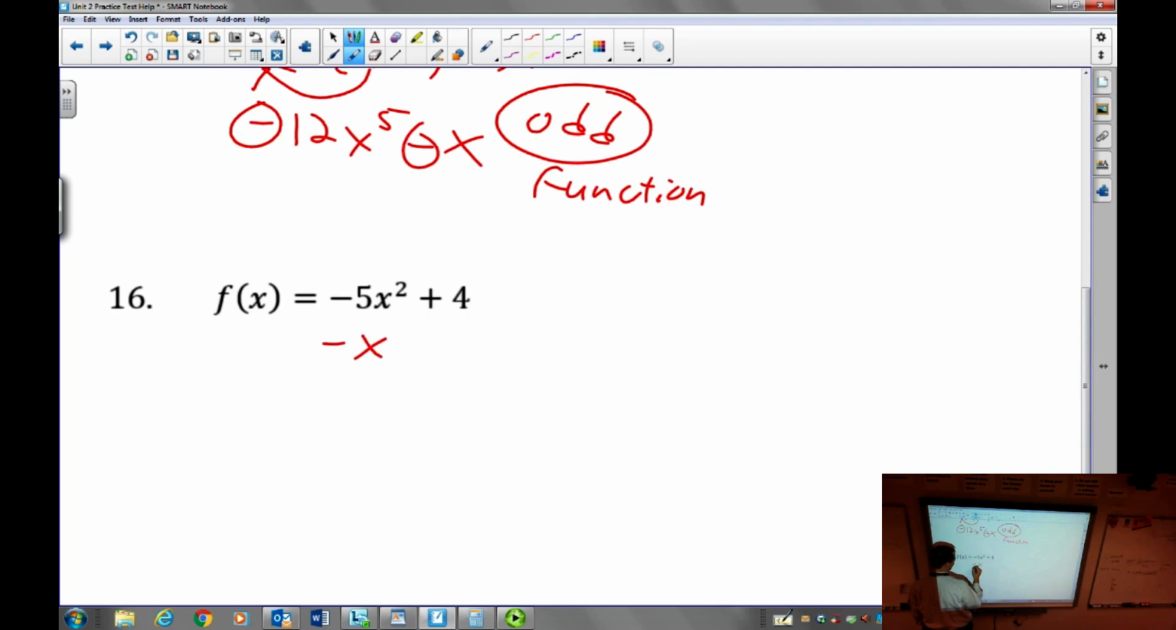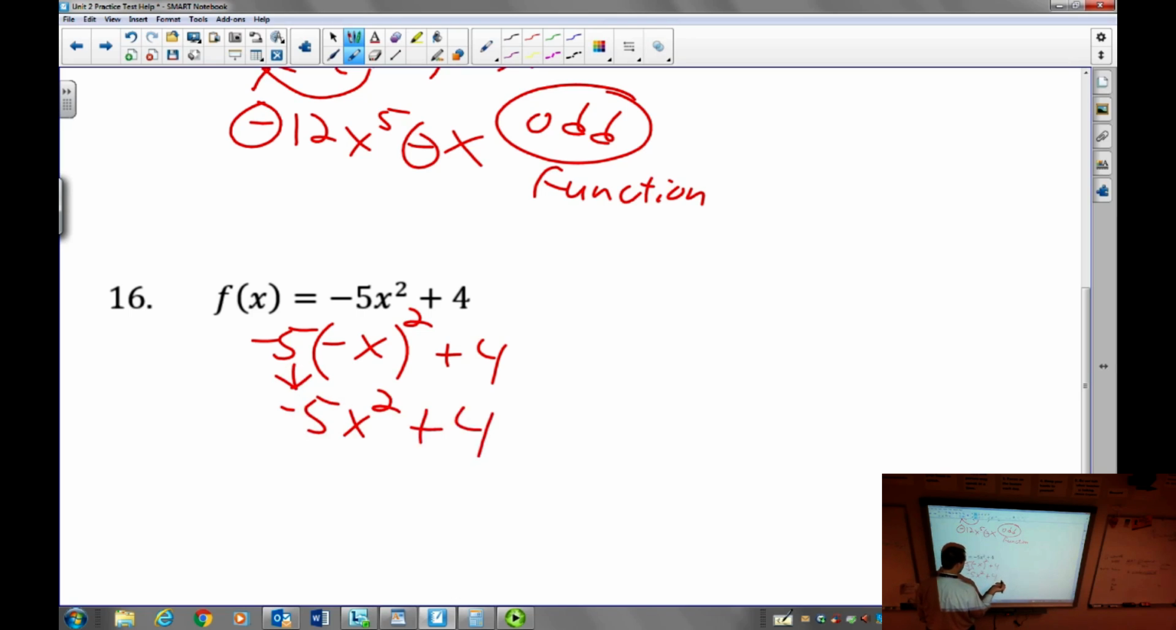Last but not least, number 16. So can you guess which this one's going to be? So we have negative 5. We're going to put a negative x all squared plus 4. Negative x times negative x is a positive x squared. Bring down the negative 5. Bring down the positive 4.